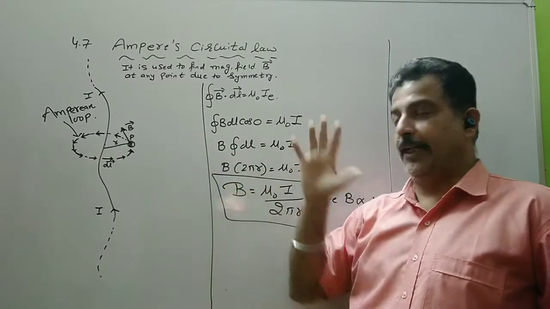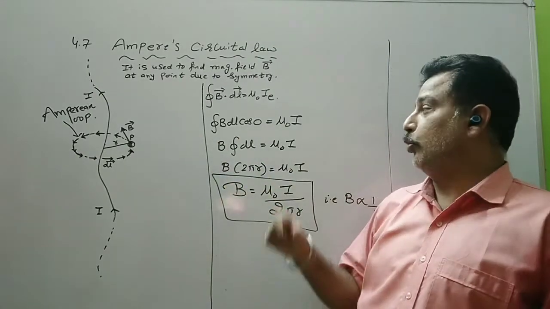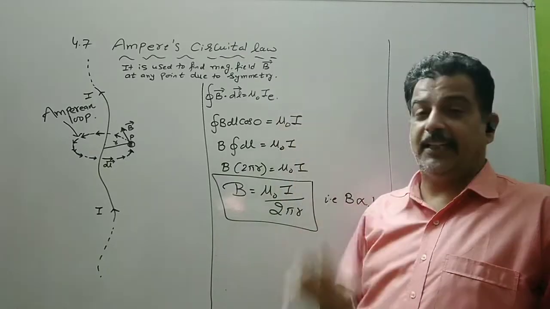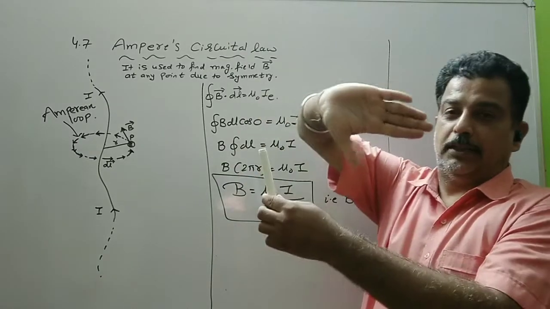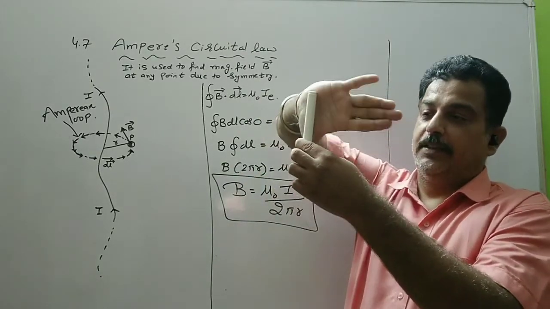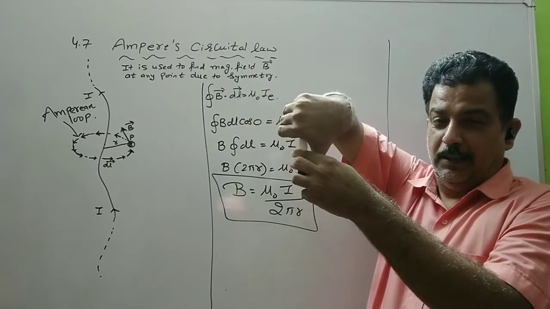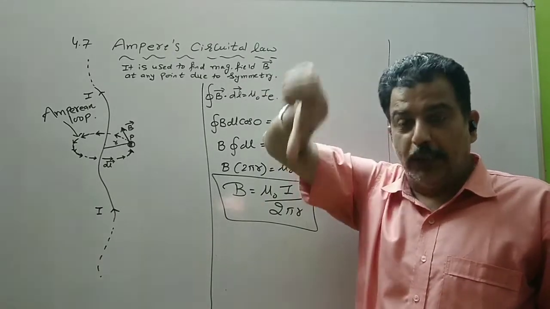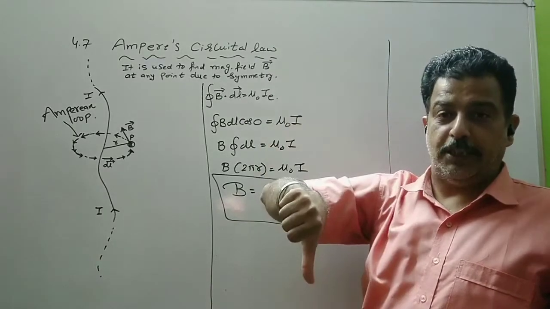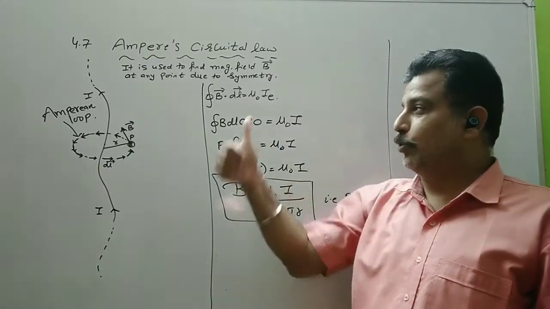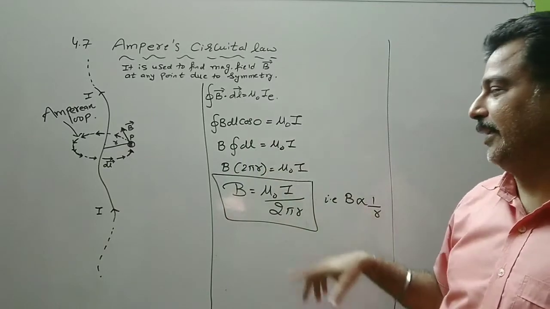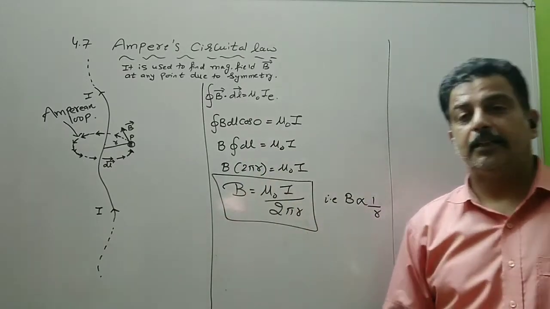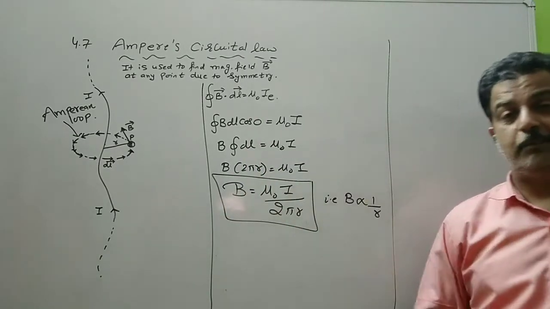So here comes a negative sign. Then I have to find out the direction of this I enclosed. So I curl my fingers clockwise, and all the current in the downward direction should be taken as positive. Here the current is going upward, so I will put a minus sign here. That minus will get cancelled, and again you will get the same magnitude.